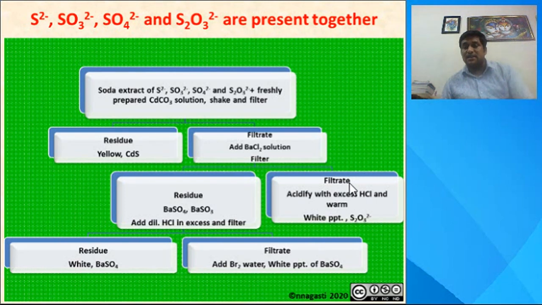And this filtrate here will contain thiosulfate. You acidify with excess hydrochloric acid and warm, white precipitate of sulfur will be separated, and that's how we will be able to separate all the 4 anions.